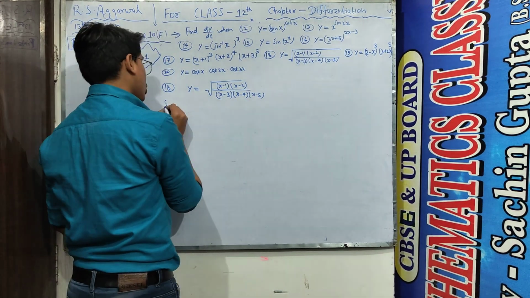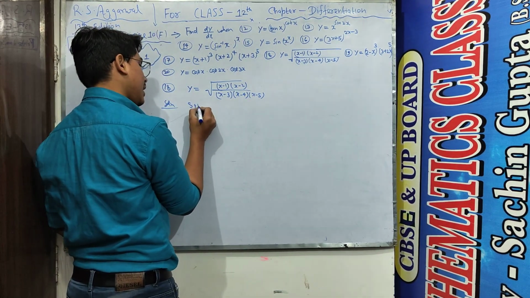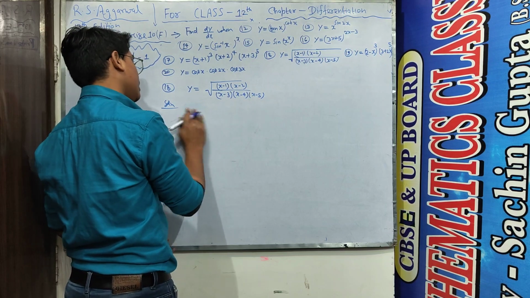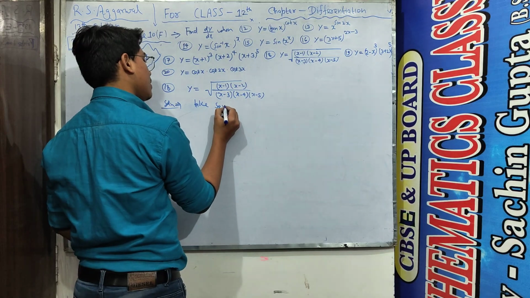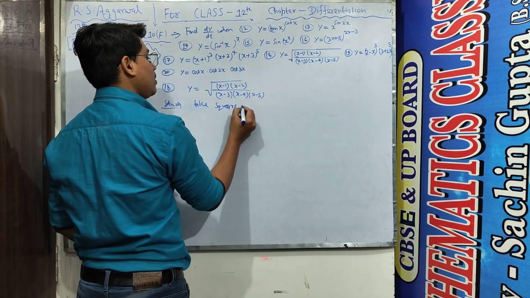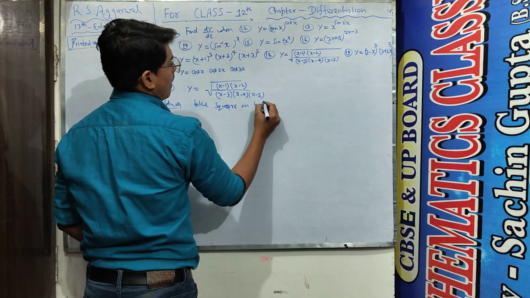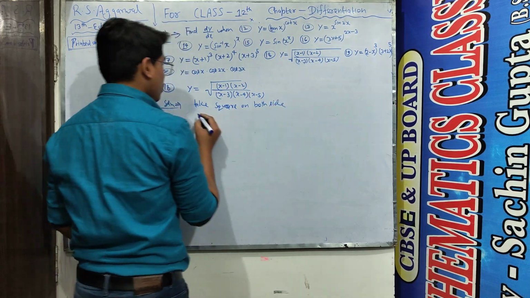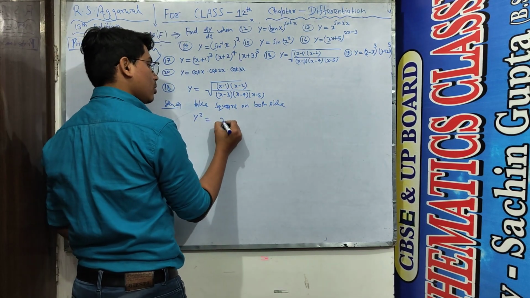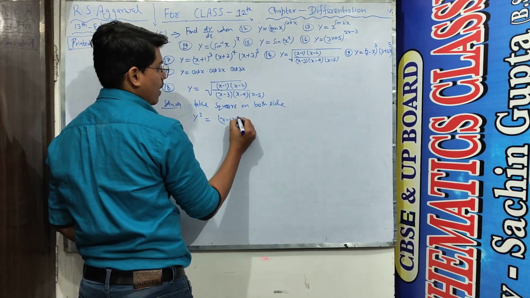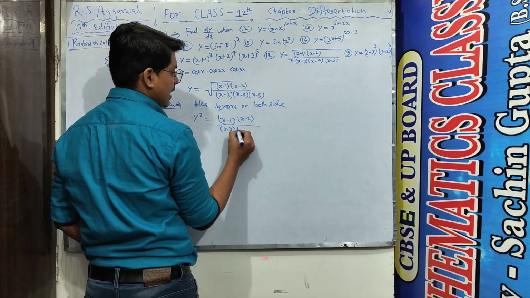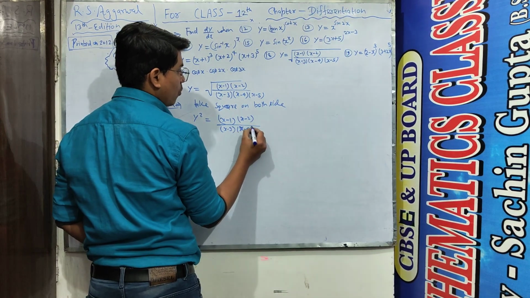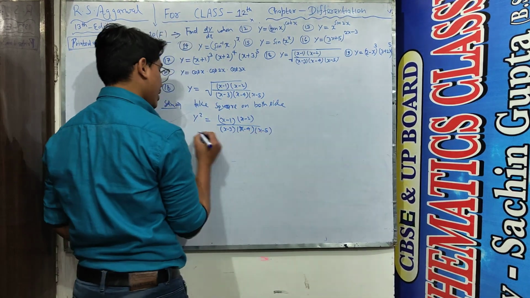Firstly I take the square on both sides, student. So it becomes y square is equal to (x minus 1)(x minus 2) whole divided by (x minus 3)(x minus 4)(x minus 5), student.